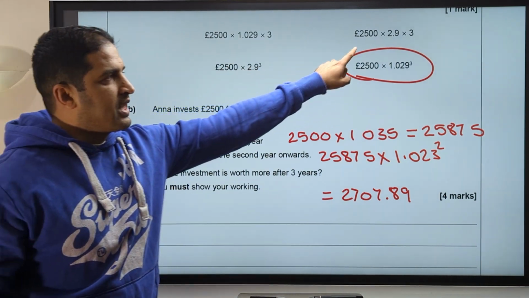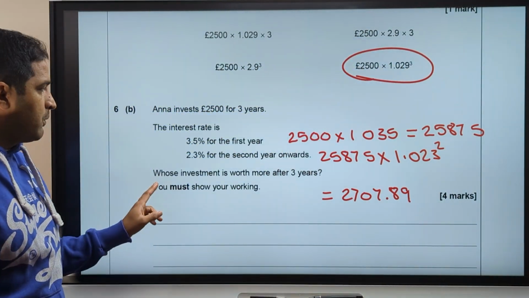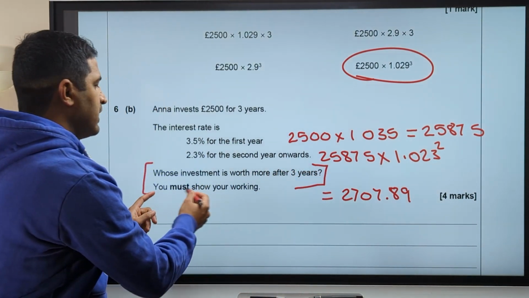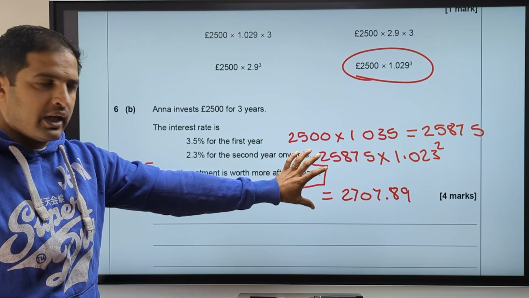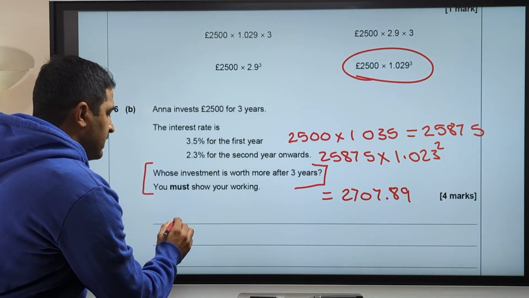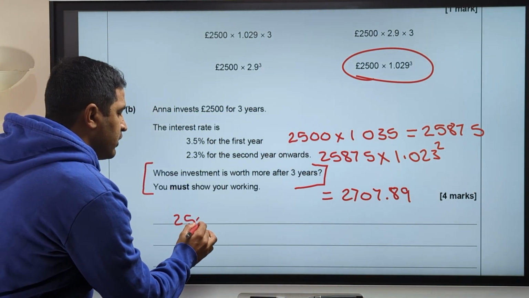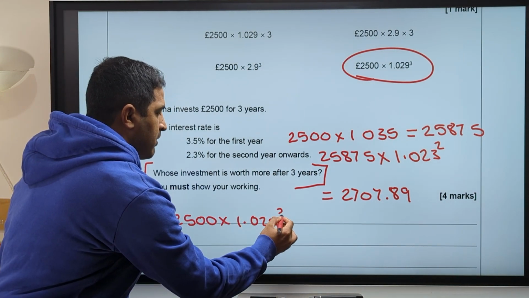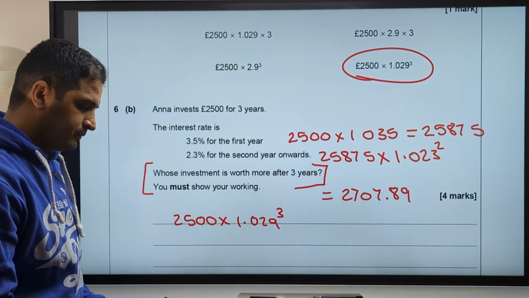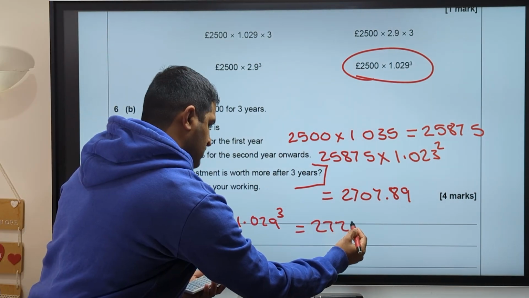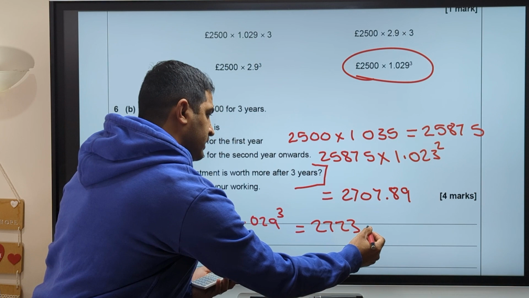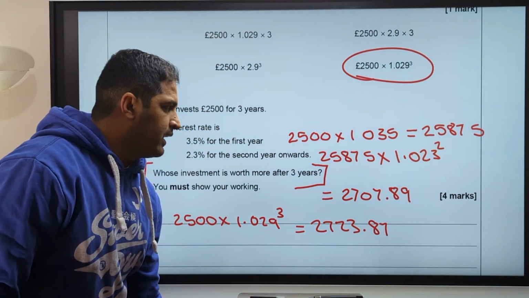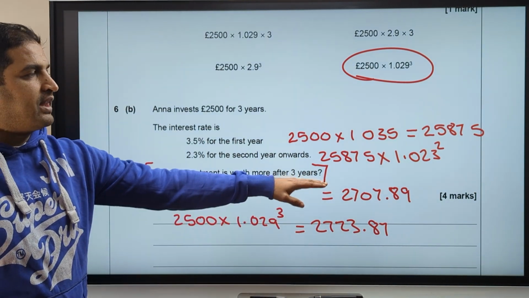And Daniel would get that amount of money at the end of the third year. So we want to show whose investment is worth more after 3 years. Show your working out. So we saw Anna's working out, we need to show it for Daniel here. Daniel would get 2,500 multiplied by 1.029 to the power 3, which is 2,723.87 at 2 decimal places.